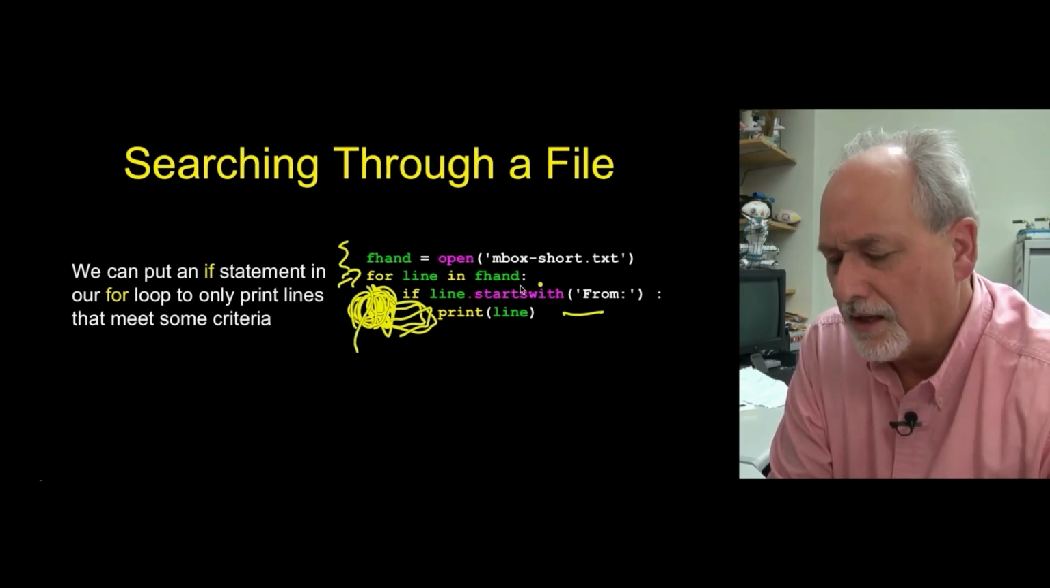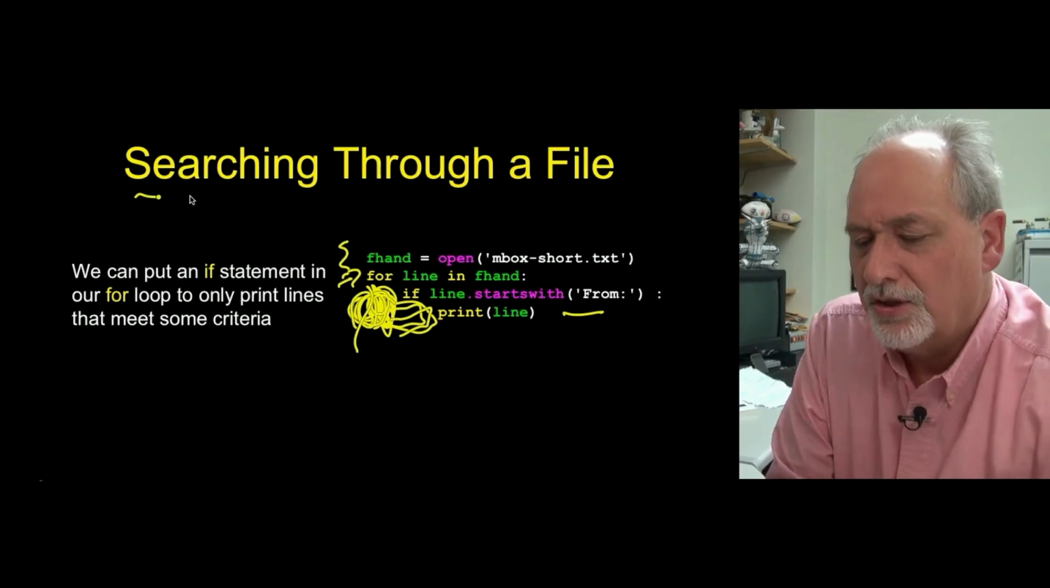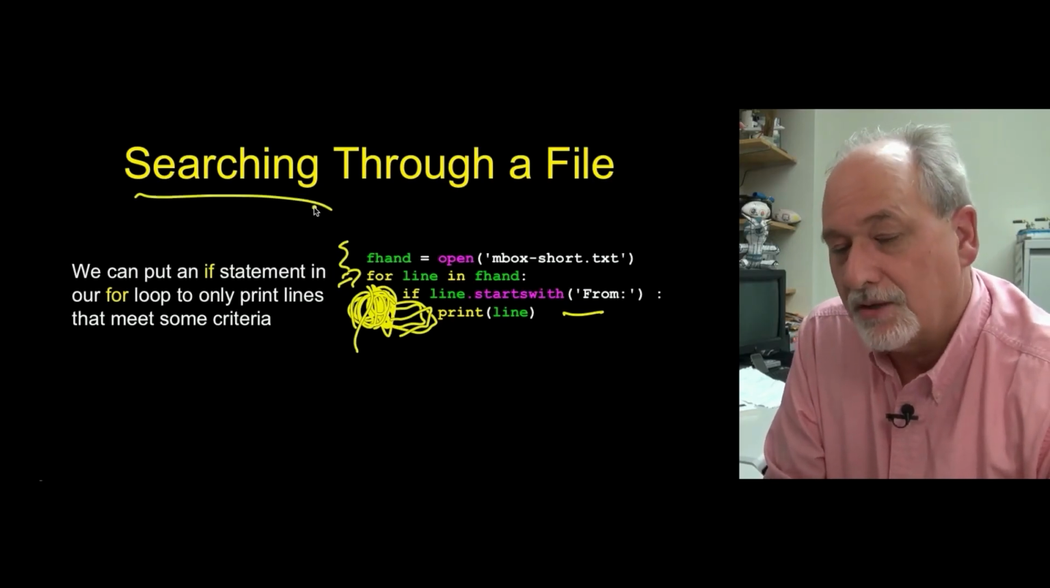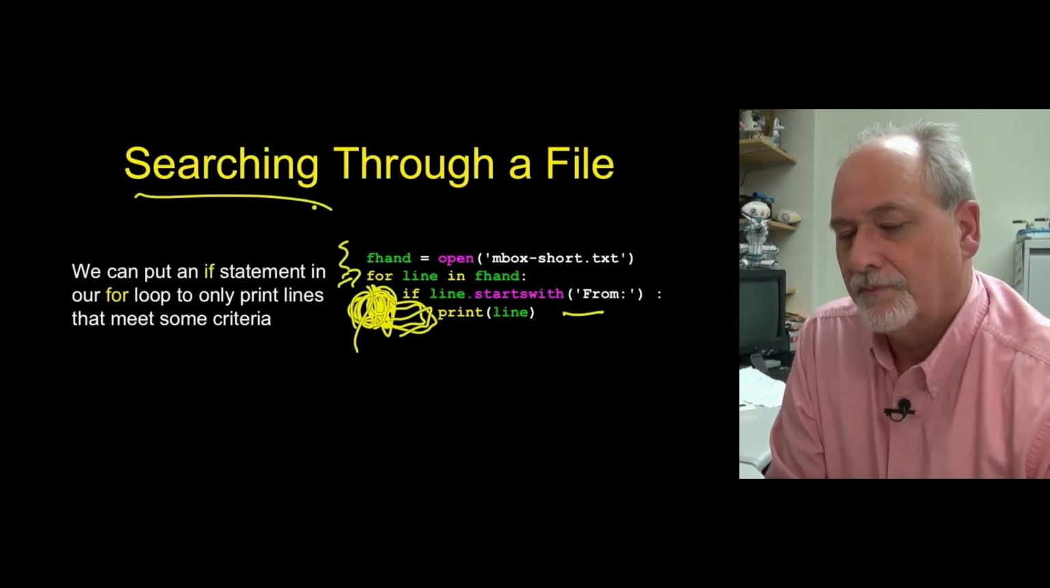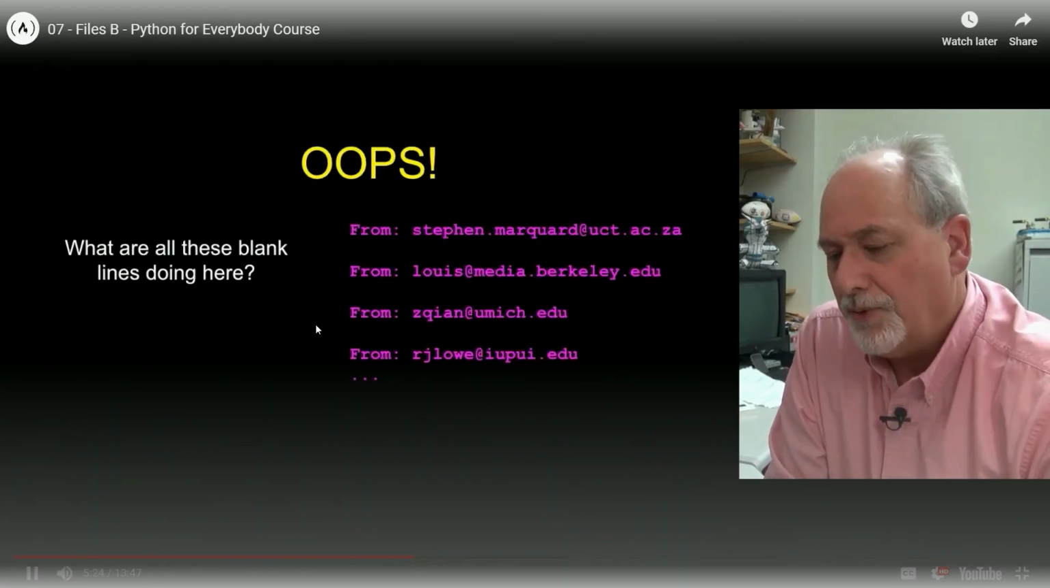And so this is like a criteria. This is like a search. We're looking for lines that match the string, that have the string from as their prefix. Now, when we look at the output of this, makes sense.